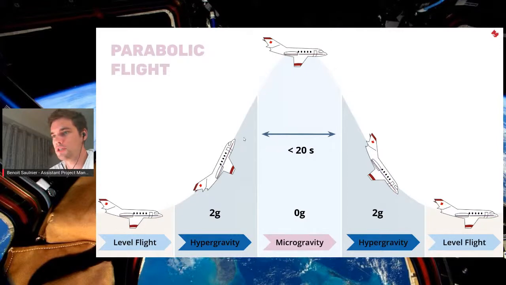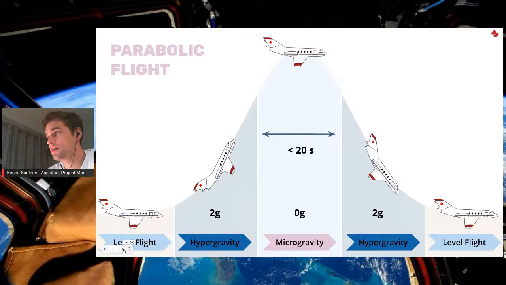Now, as the aircraft nears the top of the parabola, it's going to start pitching over downwards, and so that's when you're going to feel that microgravity. Microgravity approaches 0 G. We get a period of about 20 seconds, sometimes a little bit less, before the aircraft starts accelerating again on the backside of the parabola. Again, once the aircraft nears the level of flight, we're going to get another pitch up, about 2 Gs, a hypergravity period, and then the aircraft will regain level flight.